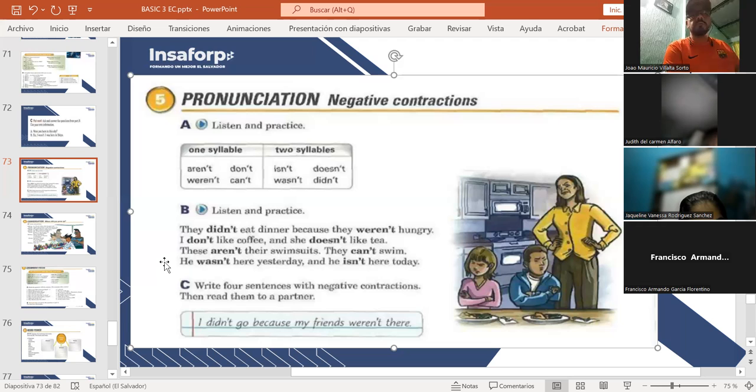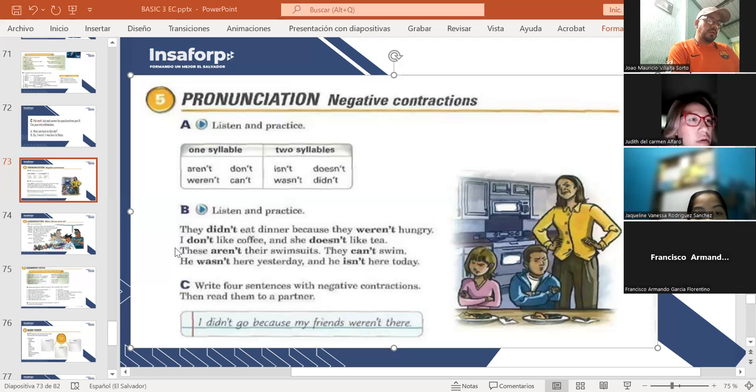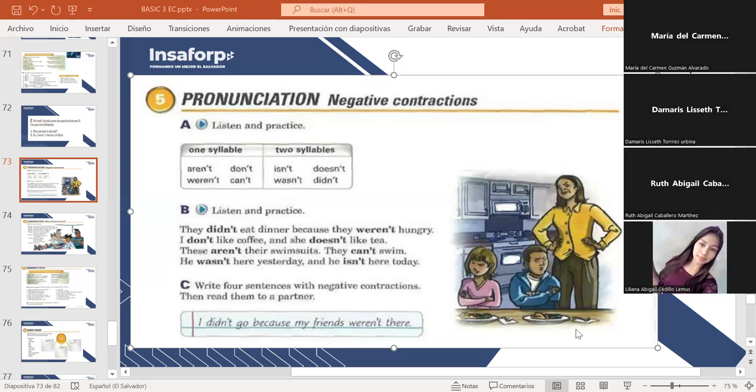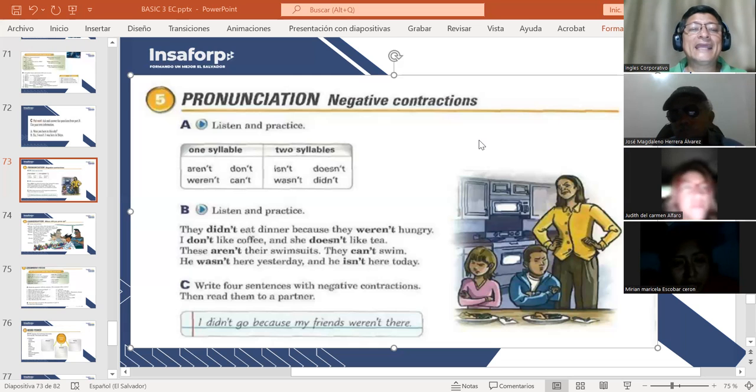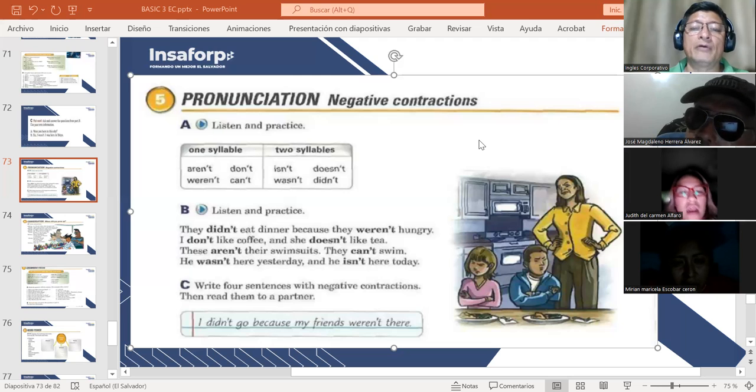Can you repeat that? Voy a silenciarlos a todos porque si no nos va a hacer un... ¿Verdad? Así que you're going to repeat there, okay? I'm gonna see if you're moving your lips. All right, here we go. They didn't eat dinner because they weren't hungry. I don't see your lips moving. No veo que se muevan sus labios. Come on. I want to see your lips moving. Repeat, please. Yes, okay, here we go. They didn't eat dinner because they weren't hungry.